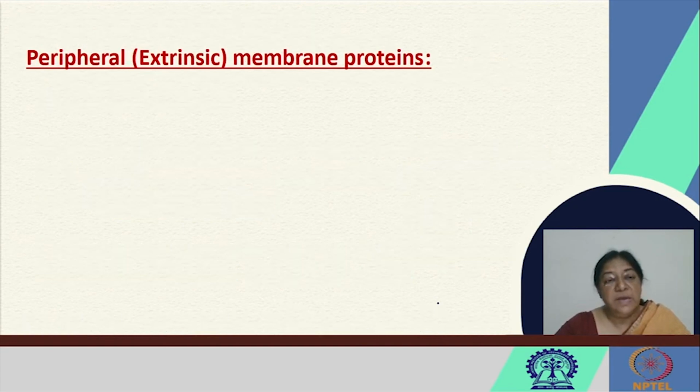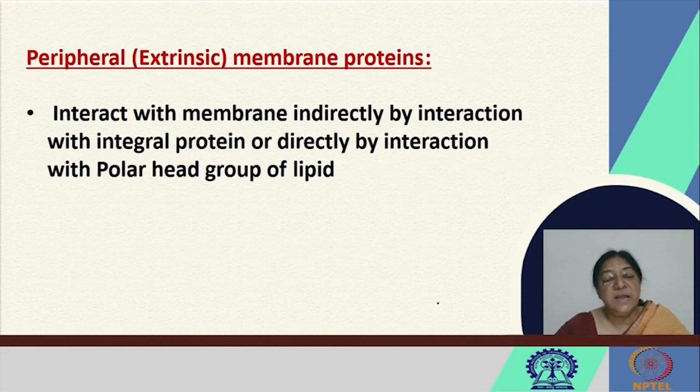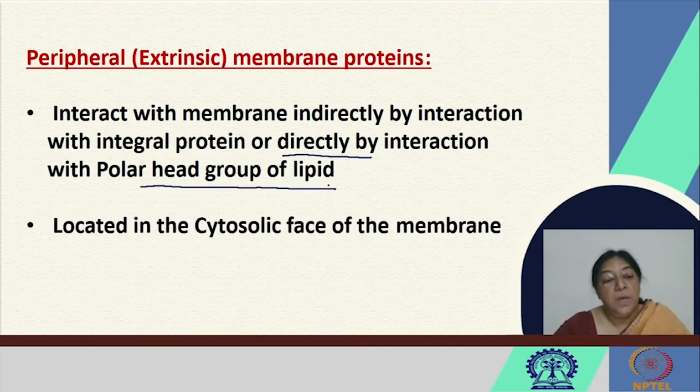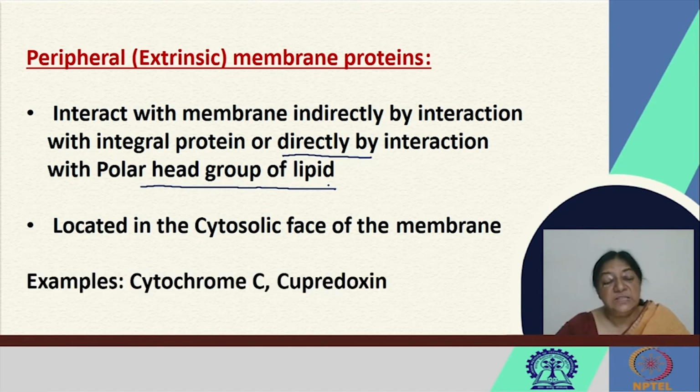The peripheral extrinsic membrane proteins interact with the membrane indirectly by interaction with the integral protein, or directly by interaction with the polar head group. So we have either a protein attached or we have them directly interact with the polar head group of the lipid. They are usually located in the cytosolic phase of the membrane, and there are specific examples such as cytochrome C and cupredoxin. Their structural components are different than those of the integral proteins.